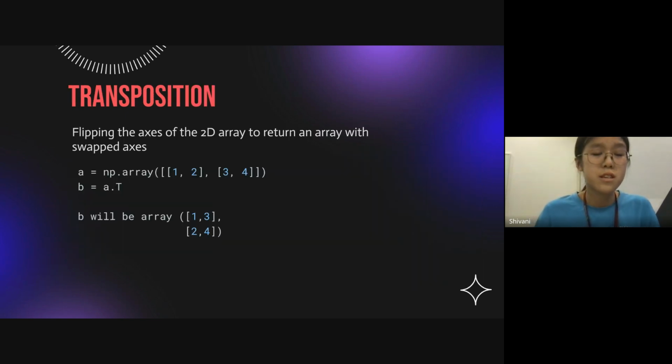As for transpositions, what we're doing is just basically switching the axis of the 2D arrays to return an array with the swapped axes. So for example, by adding a .T behind our new array, you'll see that the 3 and 2 have swapped places, and our final matrix will be 1, 3, and 2, 4.